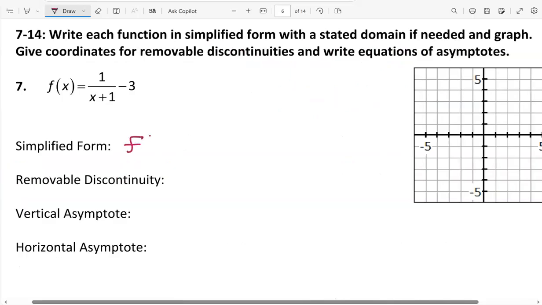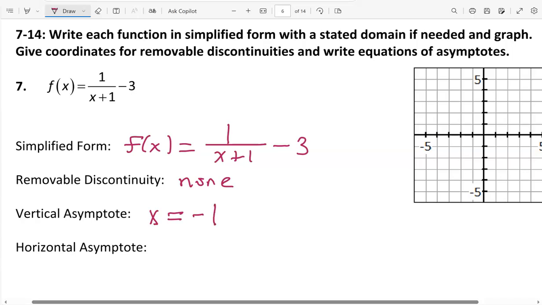In number 7, there are no common factors to reduce, so f of x is just the same in simplified form, 1 over x plus 1, minus 3. That means there are no removable discontinuities. The vertical asymptote is the value of x at which the denominator is equal to 0, so that's x equals negative 1. Horizontal asymptote, y equals negative 3, since we see a translation down 3 in the parent function.